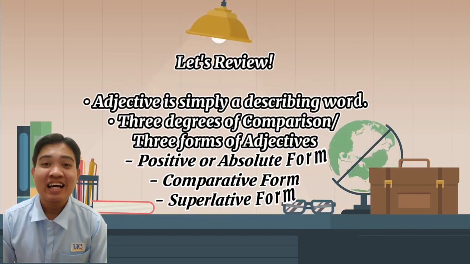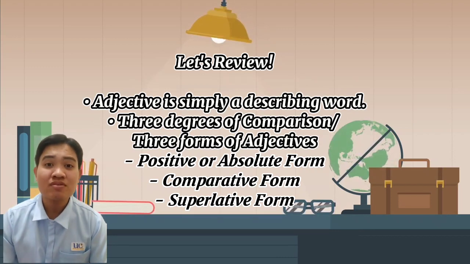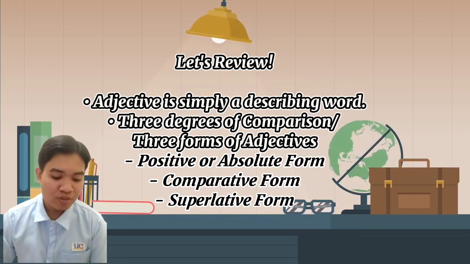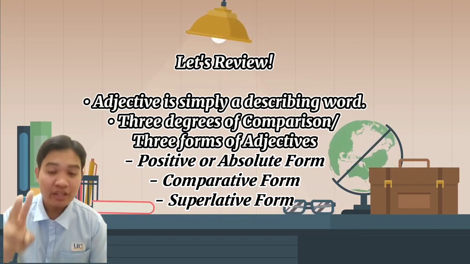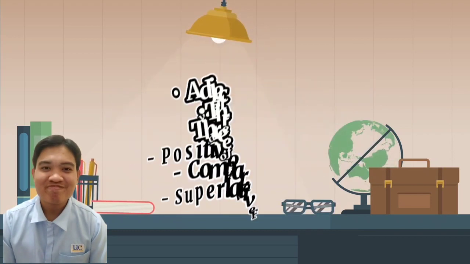So again, an adjective is simply a describing word. Any word that describes a noun or a pronoun is an adjective. And there are three degrees of comparison of adjectives, or three forms of adjectives, which are the positive or absolute form, the comparative form, and the superlative form. So those are the three degrees of comparison of adjectives.